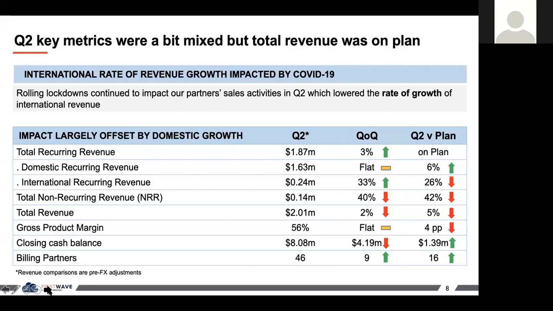Closing cash was $1.39 million ahead of plan and $8.08 million, and we added 9 billing partners in the quarter. We now have 46 billing partners. These are partners that are generating recurring revenue.